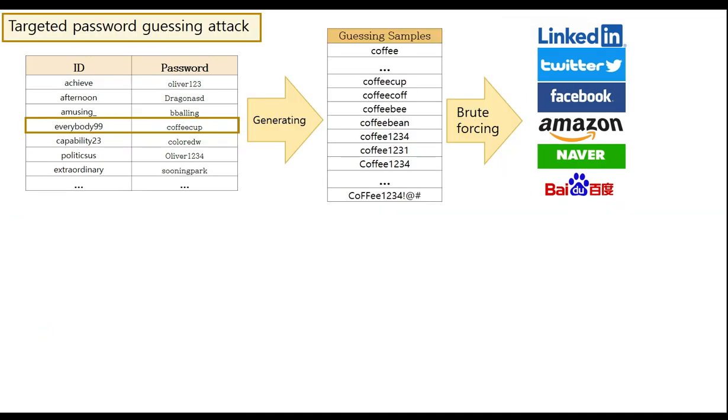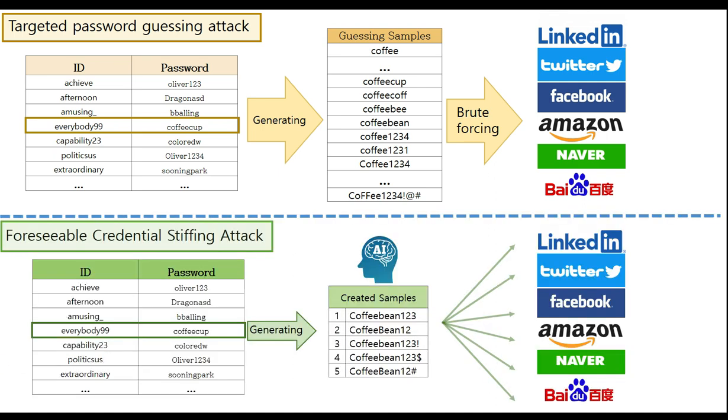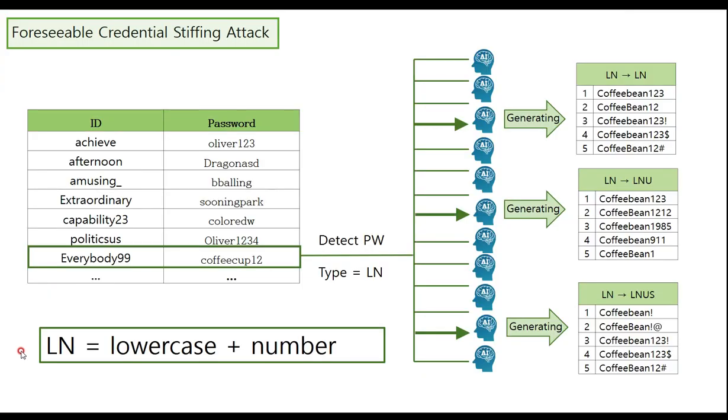Second, the recent targeted password guessing attack creates a large number of samples, usually from thousands to millions. They show excellent performance, but they are not suitable in an online environment since it is one type of brute forcing attack. In contrast, our proposed method generates only 5 samples and shows even higher accuracy than a targeted password guessing attack. Therefore, the proposed method is more efficient.